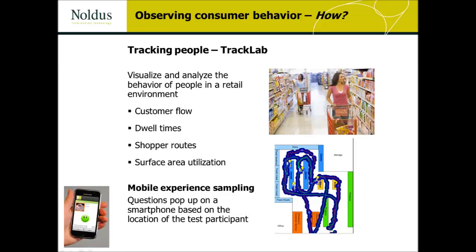Tracking shoppers in a supermarket may give valuable insight in how people select products and may help you as a retailer to optimize your store layout. You can analyze parameters like consumer flows, dwell times, shopper routes and surface area utilization. The software is able to provide its data real-time to other software. For example, when a shopper enters a particular zone in a supermarket, a question or message pops up on his smartphone.